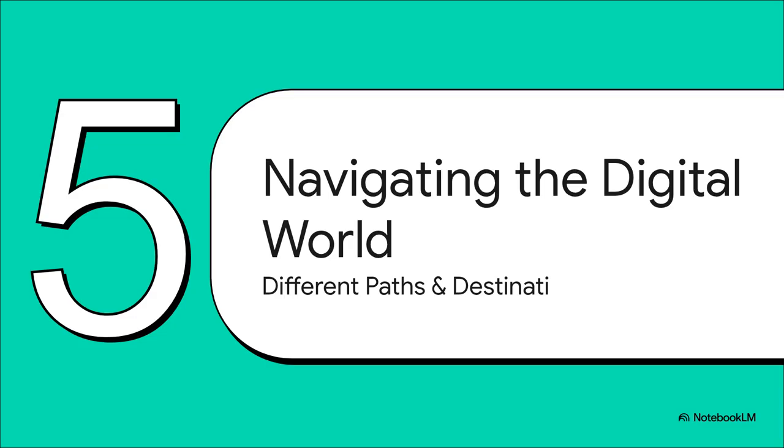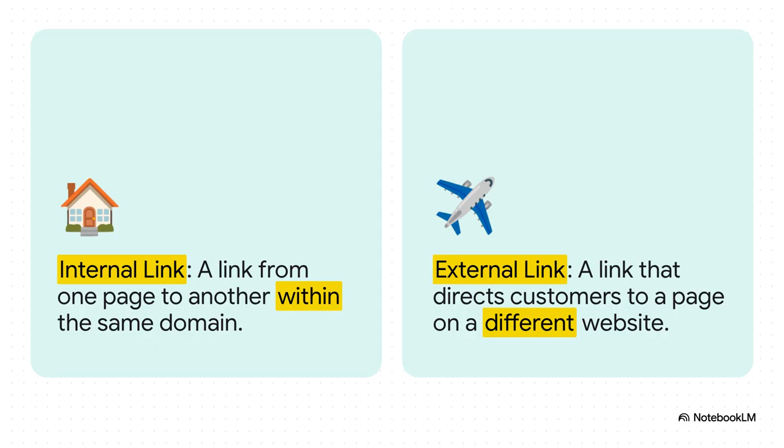So we know how to build links, but there's actually a bit more strategy involved in how we use them. So for our final section, let's explore the different kinds of paths we can create to get people where they need to go. Basically, links fall into two main categories. You've got internal links, which point to other pages on the same website. These are essential for navigation, and they help search engines understand your site's structure. Then you have external links, and those point to a completely different domain. These are great for providing extra resources, and they can even boost your site's credibility.